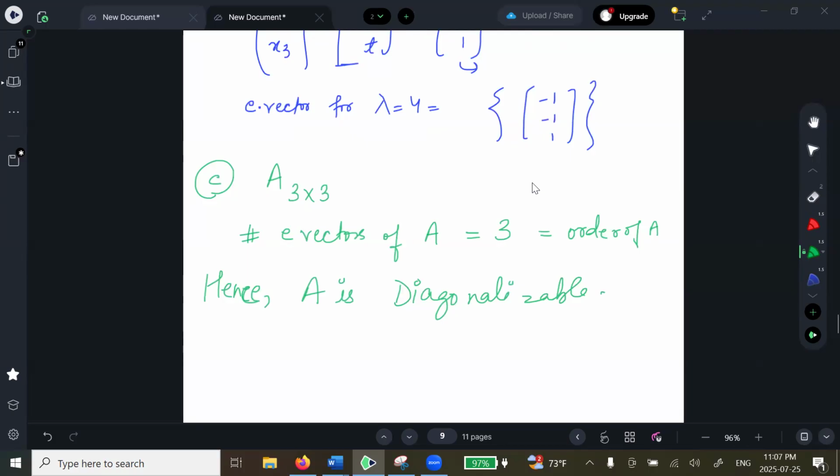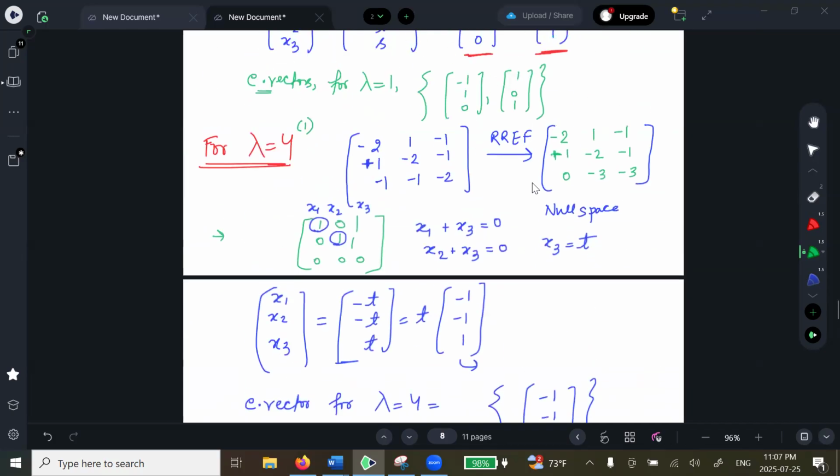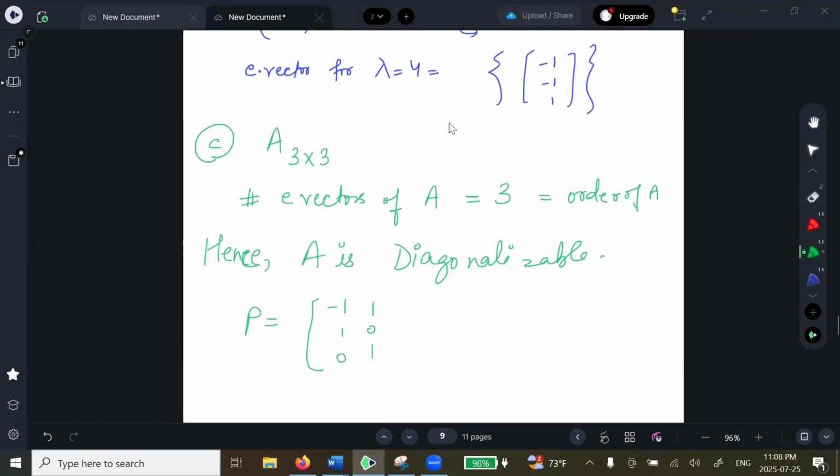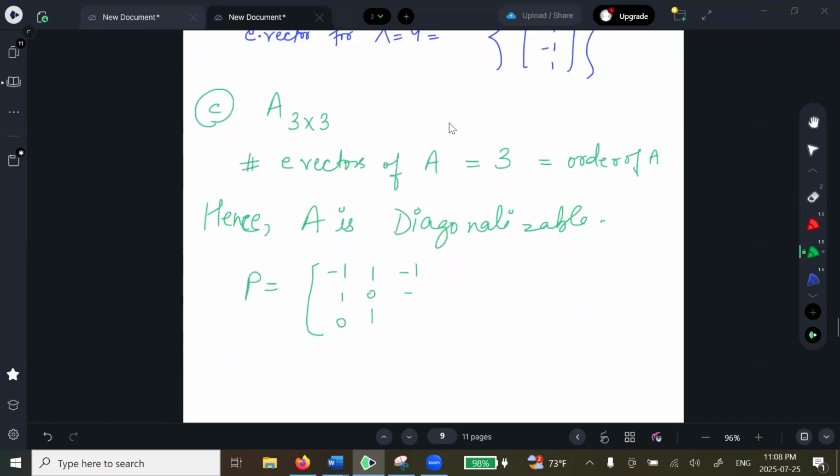If you have fewer eigenvectors than the size of A, then you do not have enough eigenvectors to diagonalize the matrix, because the matrix P will consist of your eigenvectors. So I'm going to start with the eigenvectors for lambda equals 1, which are (-1, 1, 0), (-1, 0, 1), and the last one was (-1, -1, 1).